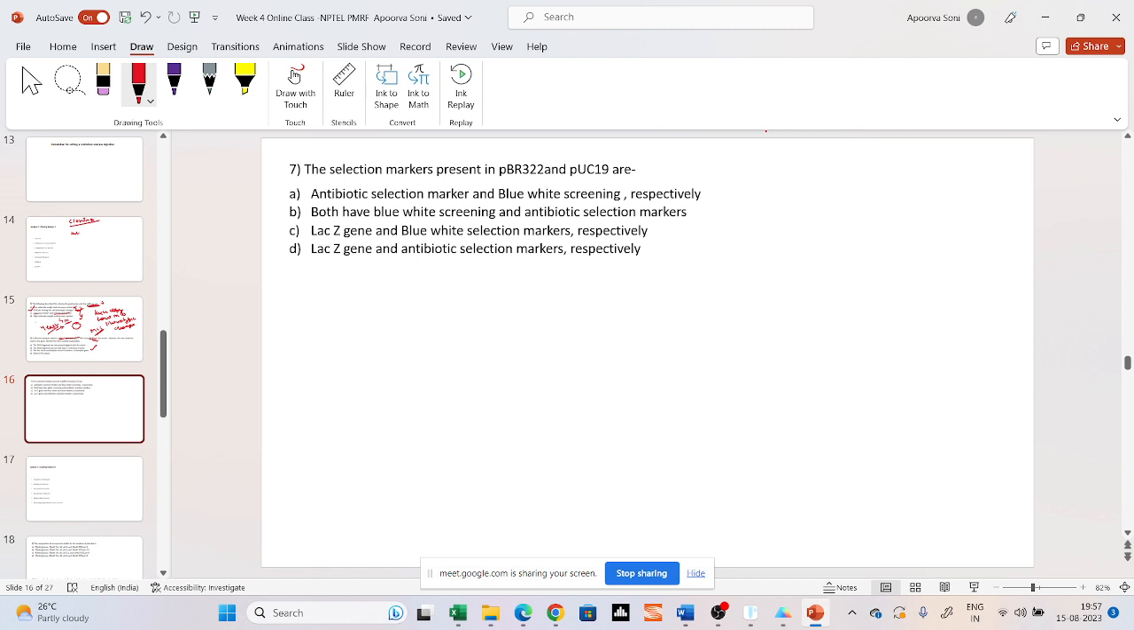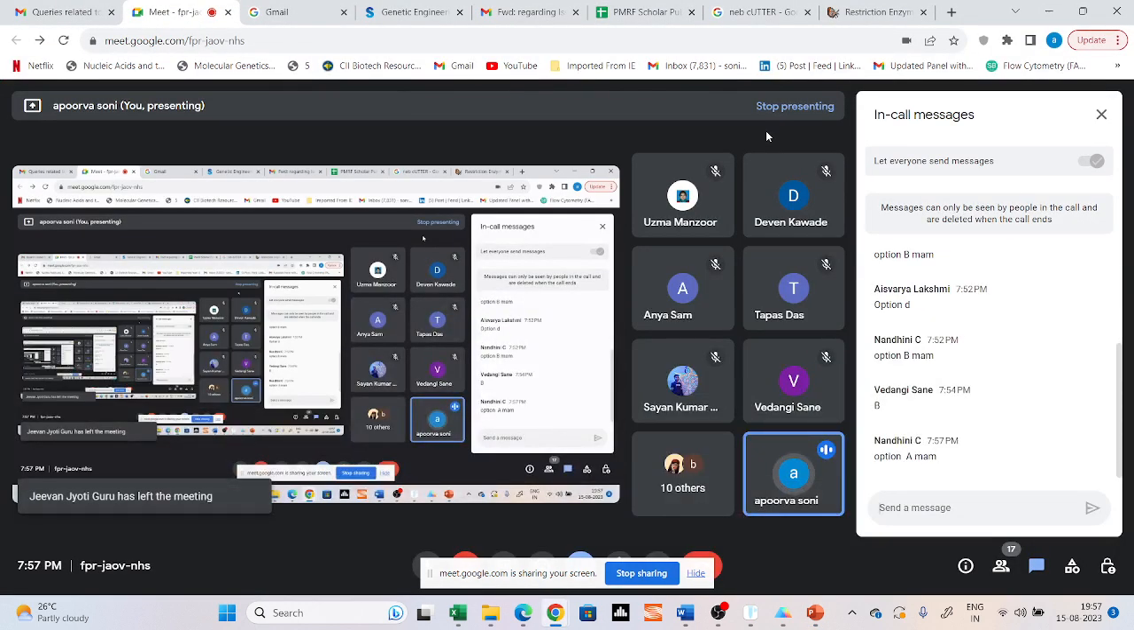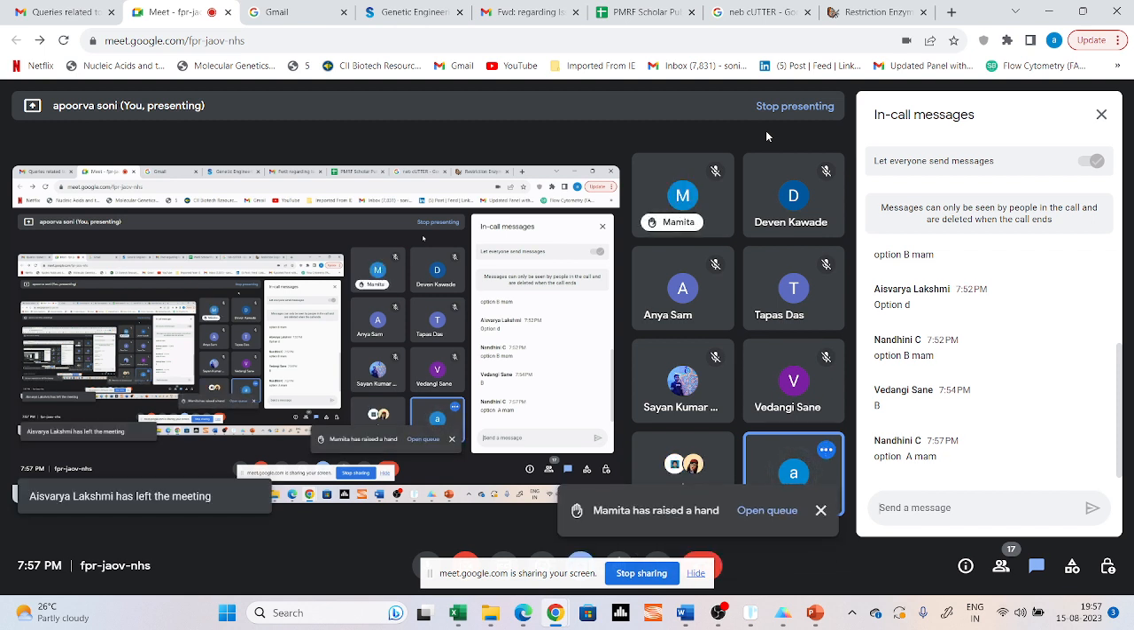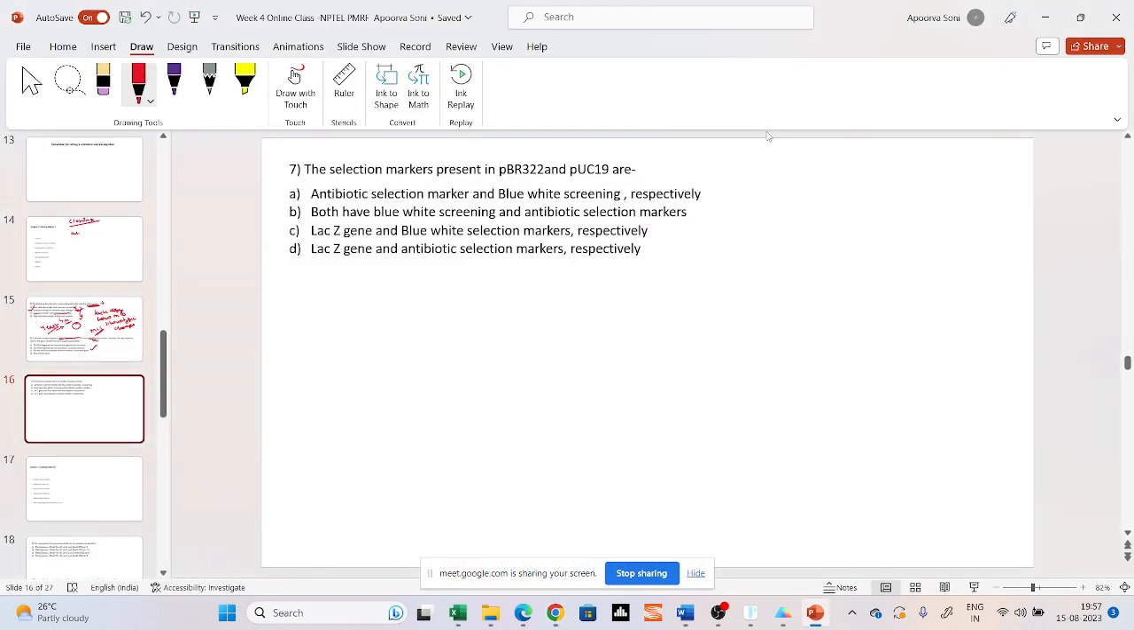Anybody? So B and A are the two options. Mamita, you are raising your hand, but you're not saying anything. B is both have. No, B is not the correct answer. A is the correct answer. Okay, so the correct answer is A.